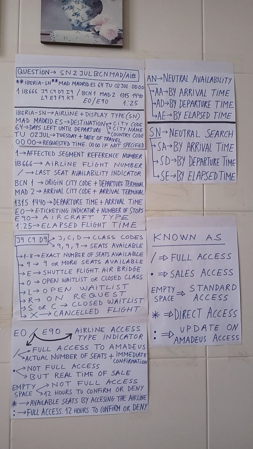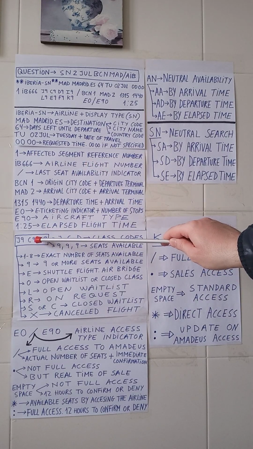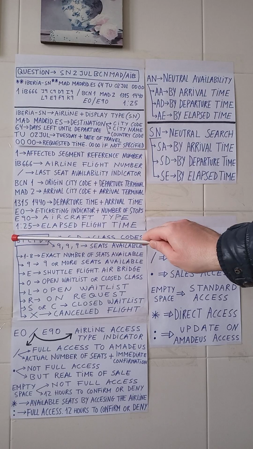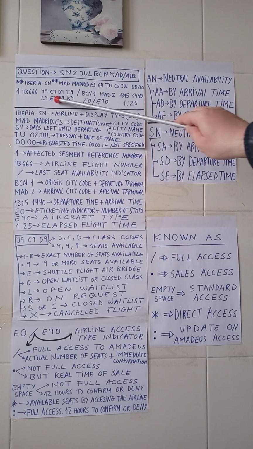I start with the number 9, okay? This 9. The number 9 means that there are 9 or more seats, be careful, in the class of the letter next to it, okay? The letter next to it. For example, here we have the D, the C, and the J. And here we have 8 examples.